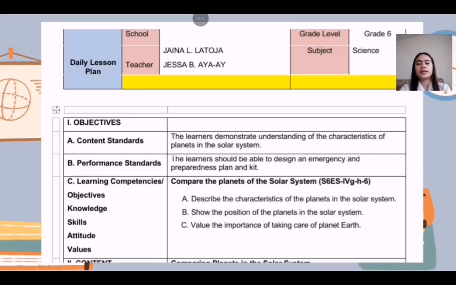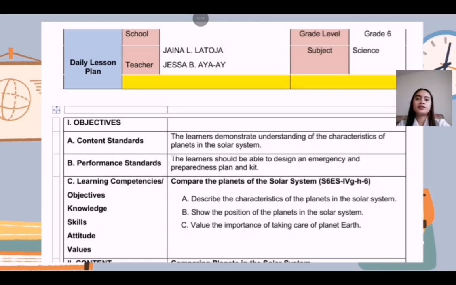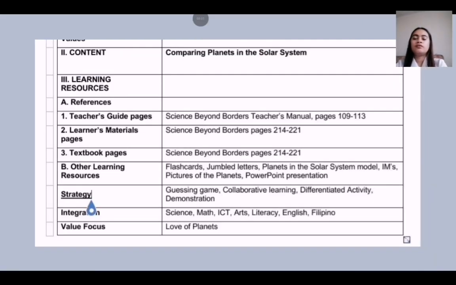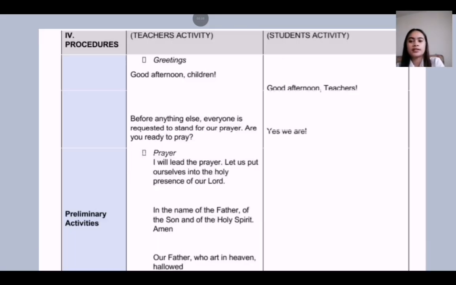And we have here the example of our daily lesson plan. The subject is science. The grade level is grade 6. You can see below the objectives, content standards, performance standards, and the learning competencies: the knowledge, skills, and attitude. Of course, the content. Our content here is comparing the planets in the solar system. Below are the learning resources, references, teacher guide pages, learners materials, textbook, and other learning resources.